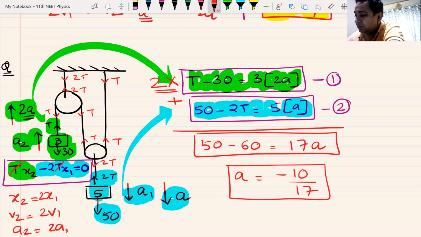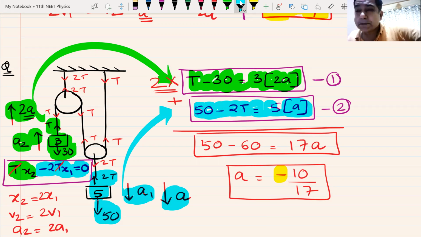Minus. What does this minus sign mean here? Minus sign means here that whatever we assumed was wrong. Acceleration is coming as negative. That means what? Up till now, we were assuming that the 5 kg block is moving downwards. It is actually not moving downwards.